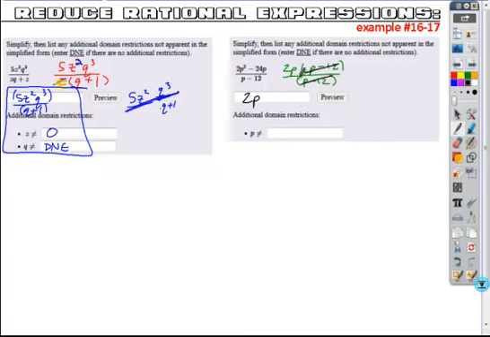And then what value of p would give you a division by 0 here? 12. Is that apparent in our simplified form? No. And so we need to include that as an additional domain restriction.